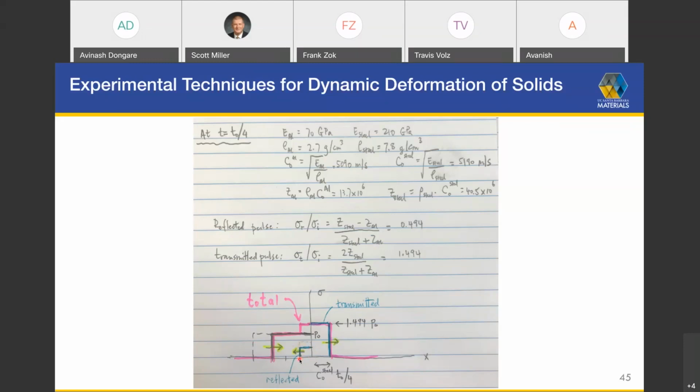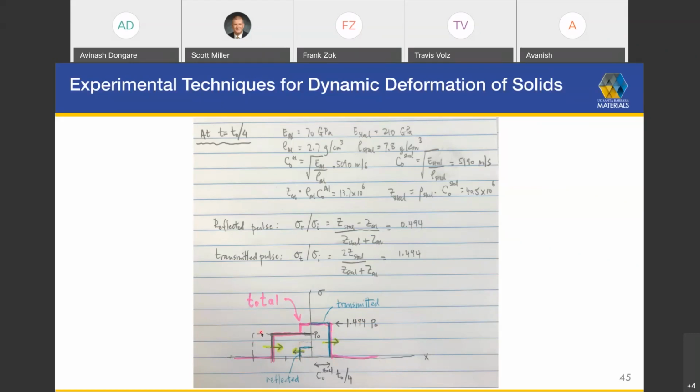Now, this is just a problem of simply linearly adding the pertinent pulses. So in the steel, the only stress that's present is this transmitted one. If we sum up all of the stresses there at T naught over 4, we get this pink line here going down and across. It's just the same as the blue line.